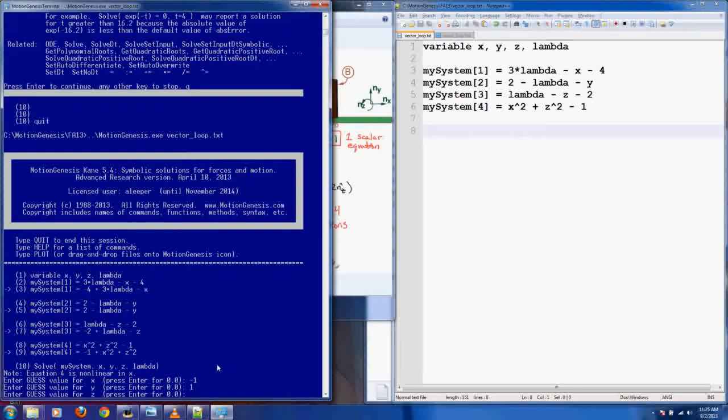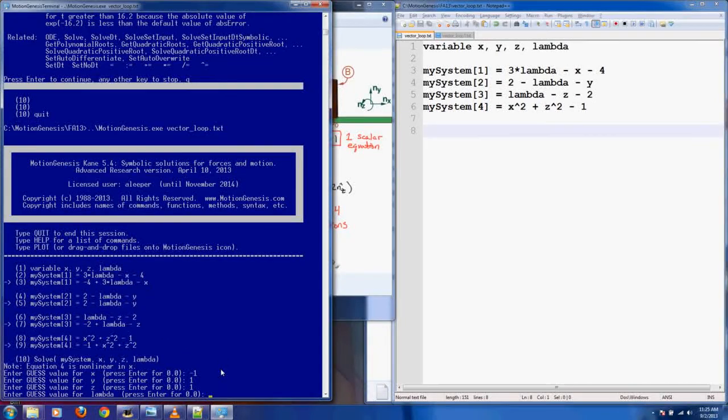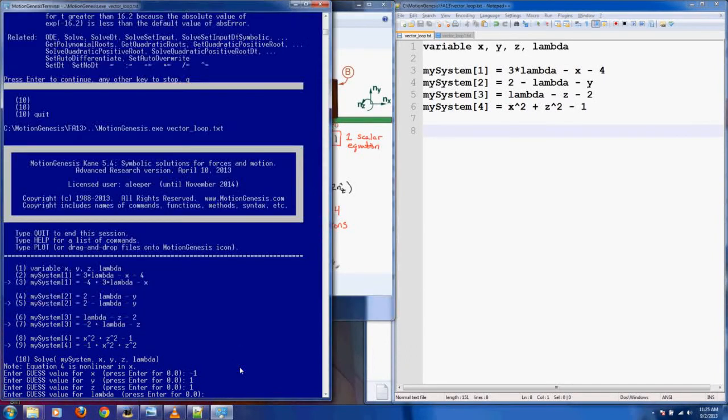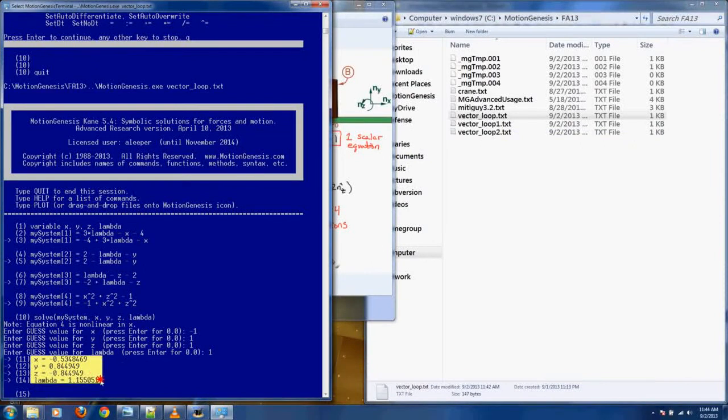And finally, we need a guess for lambda. So again, looking at our problem, lambda was the multiplier on the direction vector that gets us from AO to Q. So lambda is most certainly positive. So let's just enter 1 as our guess. And we see that these are the solutions it found for our system.